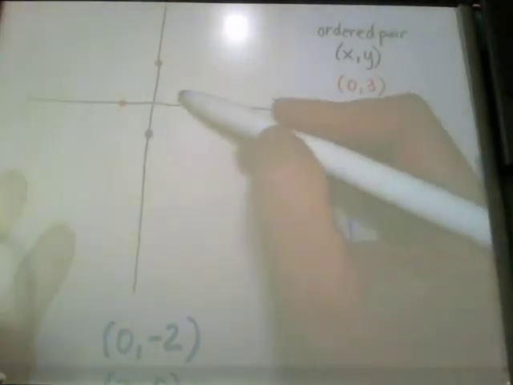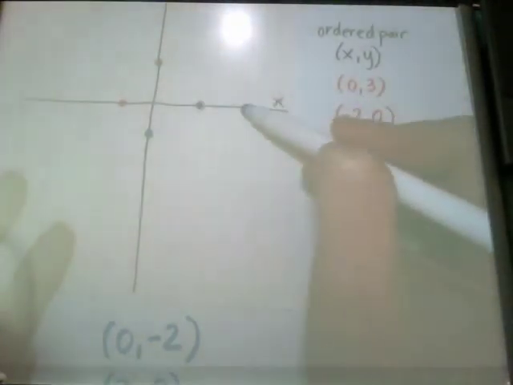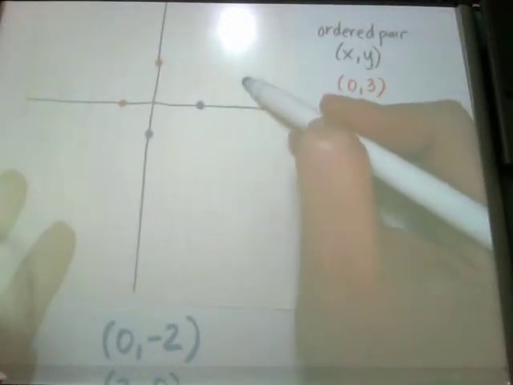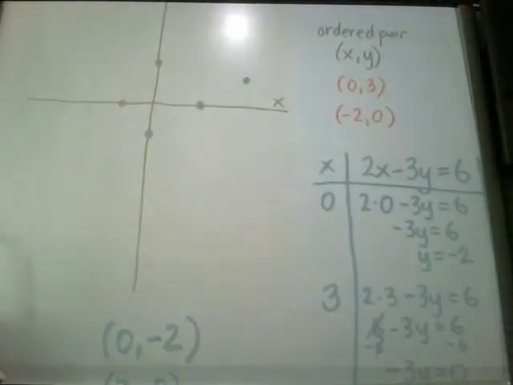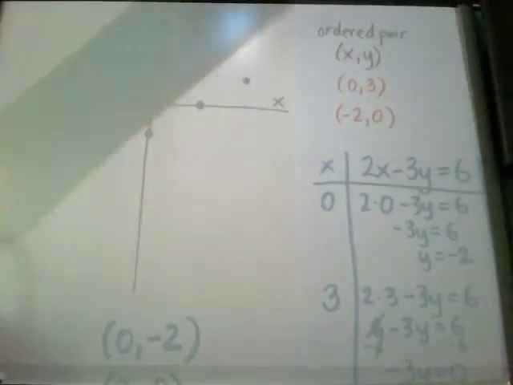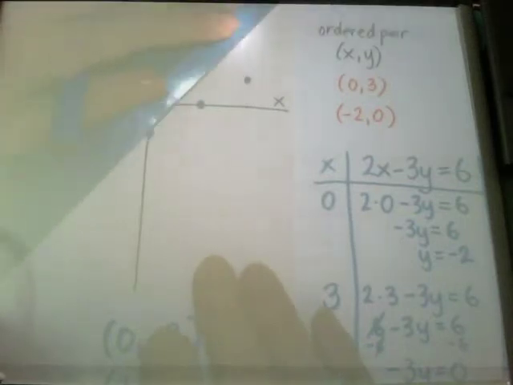And 6, 2: I go over 1, 2, 3, 4, 5, 6 on the x, up 2 on the y. I look, that's going to make a straight line. The last step is to connect the dots with a ruler. Do not try to freehand it.